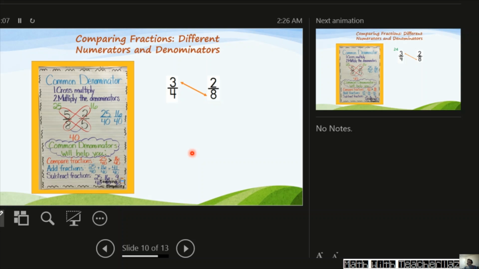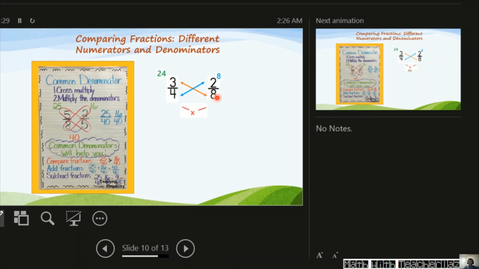So what we do is we cross multiply. So we're going to multiply 3 times 8, and that is 24. And then we can multiply 4 times 2. That's why you call it cross multiplication. Cross multiplication, that's 8. And then we're going to multiply the denominators together.